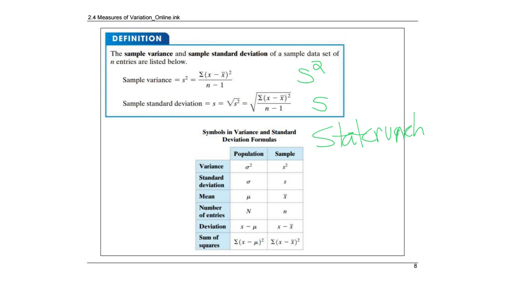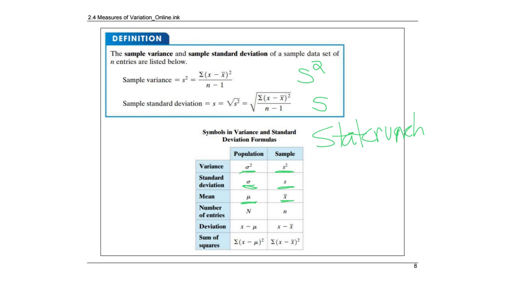So the first column is population, the second column is sample. With the variance, if it's a population, it's sigma squared. If it's a sample, it's S squared. For standard deviation, we have sigma for the population, S for the sample. For the mean, we have mu for the population, and we have X bar for the sample. We use N for the sample size. The deviation, again, StatCrunch is going to take care of these last two for us, but you can see that one has the population mean, the other one has the sample mean.